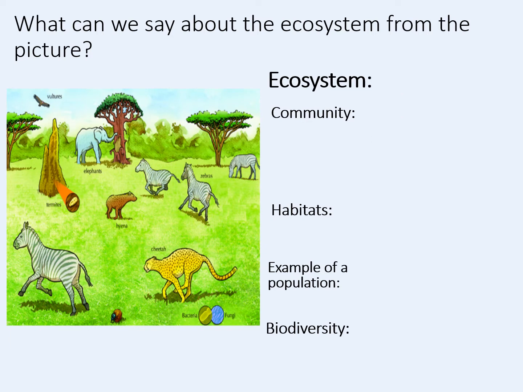The fourth picture shows a different ecosystem again. So if you want to, you can pause the video and try to write down all of the different components of the ecosystem before I go over the answer. So this is a grassland ecosystem.